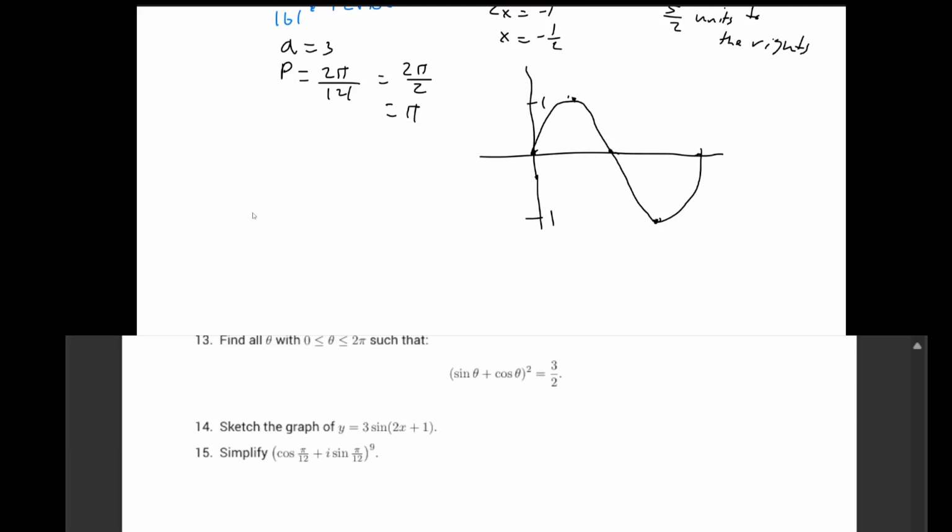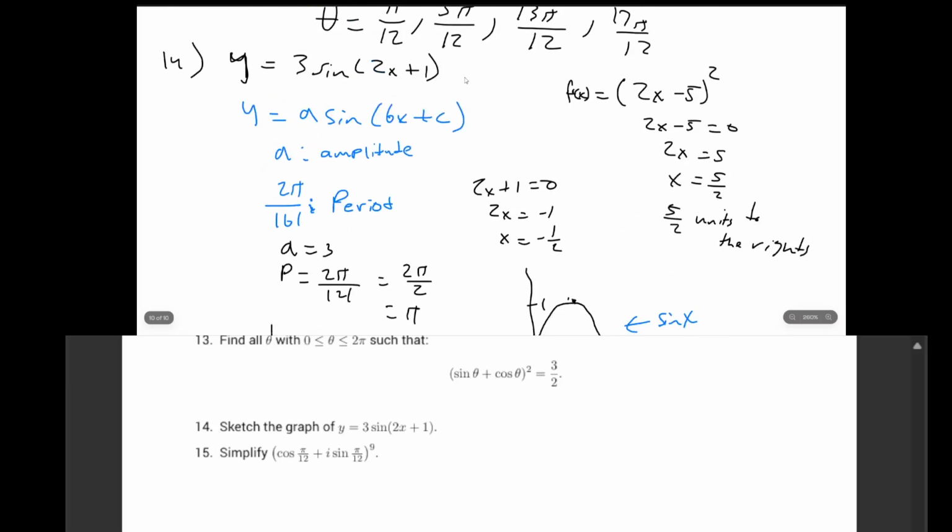So in this case, the amplitude is 3, so we'll have something like this, and this is, by the way, sine of x, just to not get confused. The amplitude will be 3, the distance from the midline. In this case the midline is the x-axis, since we didn't have any vertical translation.